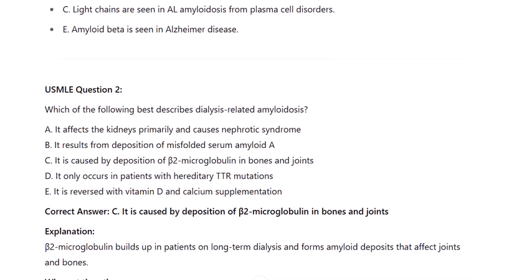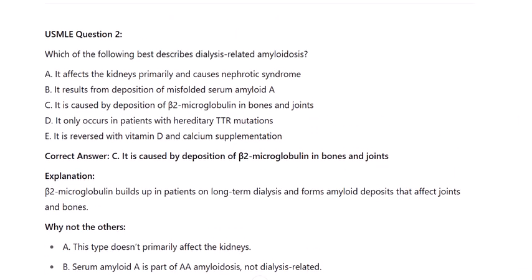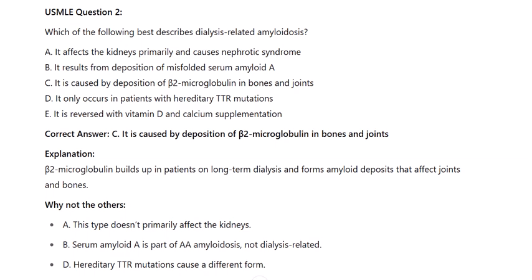USMLE Question 2. Which of the following best describes dialysis-related amyloidosis? A. It affects the kidneys primarily and causes nephrotic syndrome. B. It results from deposition of misfolded serum amyloid. C. It is caused by deposition of beta-2 microglobulin in bones and joints. D. It only occurs in patients with hereditary TTR mutations. E. It is reversed with vitamin D and calcium supplementation. Correct answer, C. It is caused by deposition of beta-2 microglobulin in bones and joints.